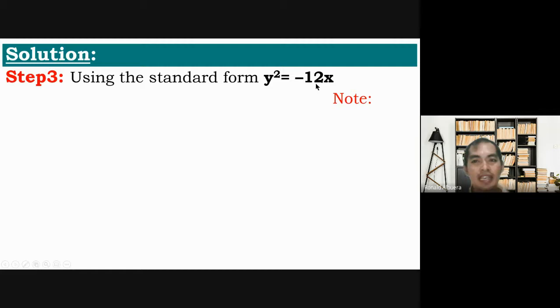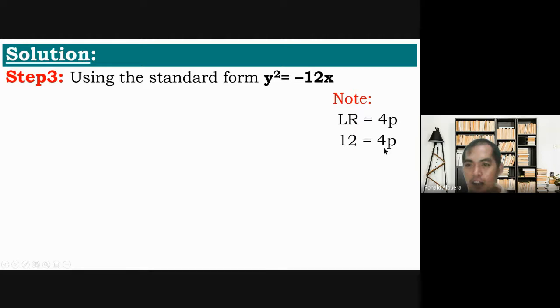Nakukuha ang P sa coefficient ng X ng nasa right side. So, therefore, remember, the length of the latus rectum is 12 and represented by 4p. Okay. So, para makuha natin ang p, we have 12 equals 4p. Length of the latus rectum represented by LR is 12. We substitute natin 12 equals 4p.